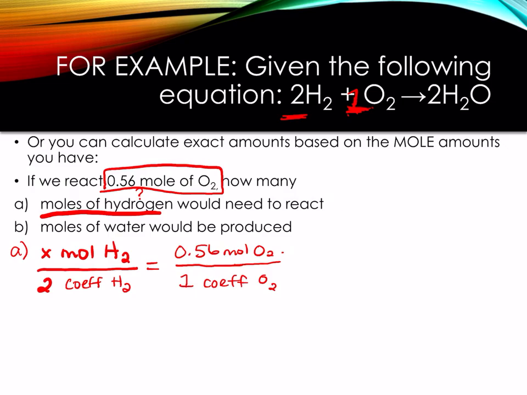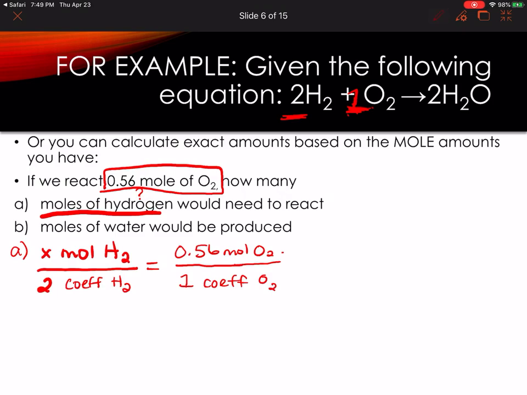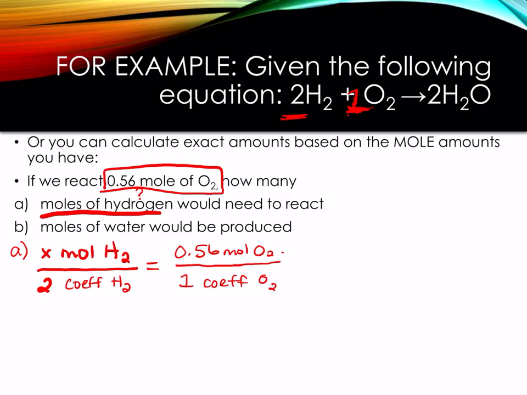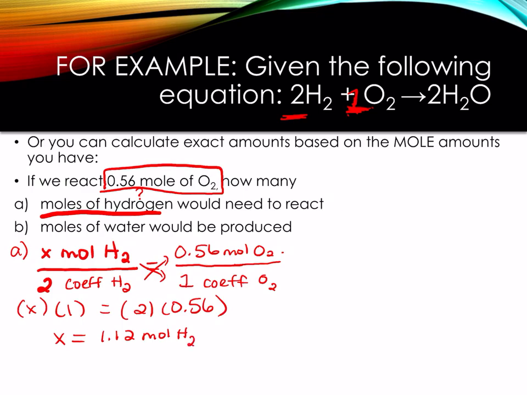So again, this is basically the rate of change, 0.56 divided by 1, and then times 2. You can think of it like doing the inverse operations. So 0.56 divided by 1, and then multiplying by 2 to get the 2 out of the bottom of the fraction. Or you can do cross multiplying, which, to be honest, is probably moving forward going to be the easiest. So X times 1 and 2 times 0.56.